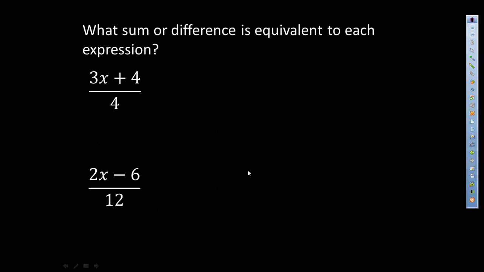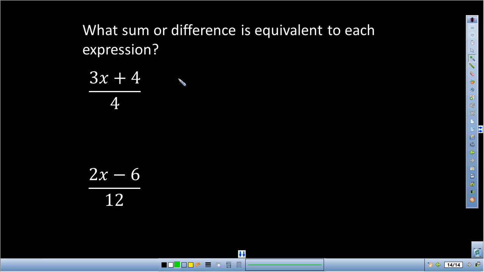Okay, let's take a look at a couple more examples. What sum or difference is equivalent to each expression? Our first expression is 3x added to 4, all divided by 4. Well, dividing by 4 is the same thing as multiplying by 1/4. So let's take the numerator, which is 3x add 4, and multiply it by 1/4. Using the distributive property, that's the same thing as 1/4 multiplied by 3x add 1/4 multiplied by 4.